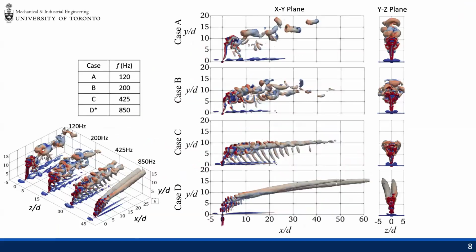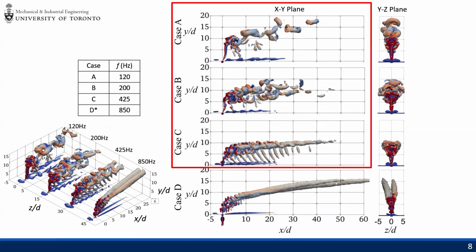So we have a snapshot of the isometric view on the lower left as reference, but we'll primarily be focusing on the side view XY plane and the frontal view YZ plane here. Case A would be the lowest frequency case of 120 Hertz, and case D at the bottom would be the highest frequency at 850 Hertz.